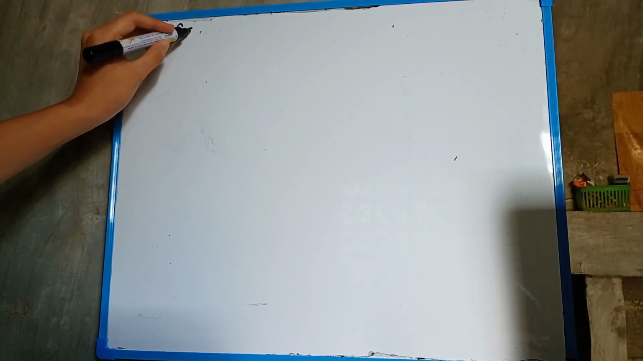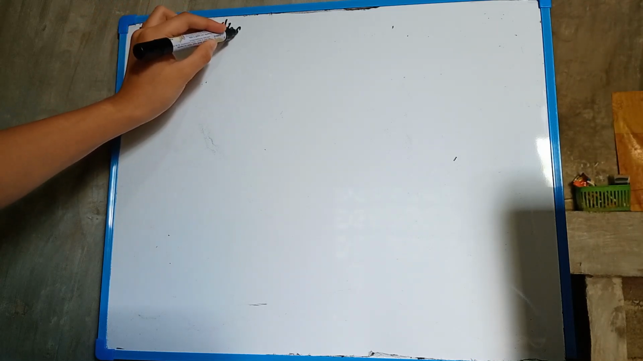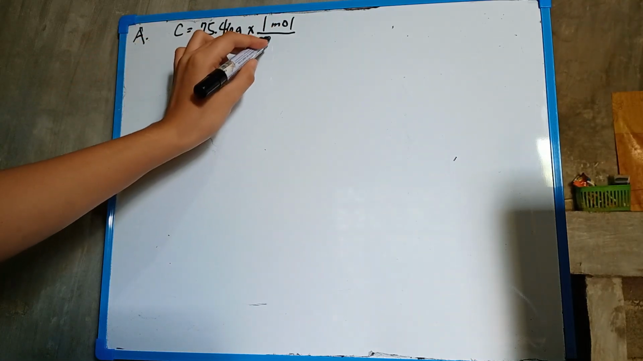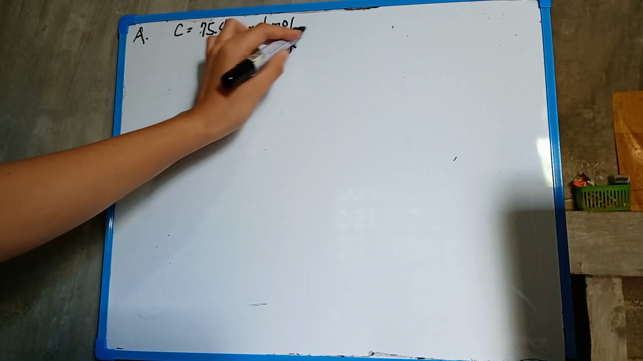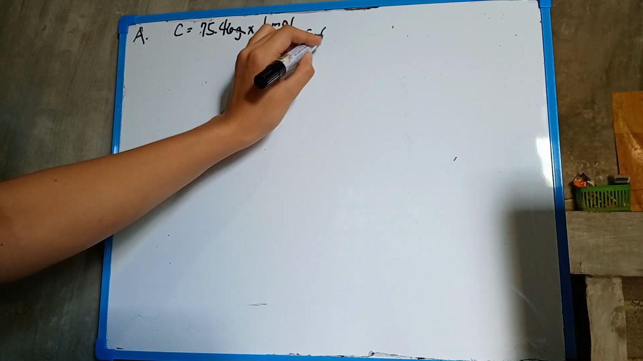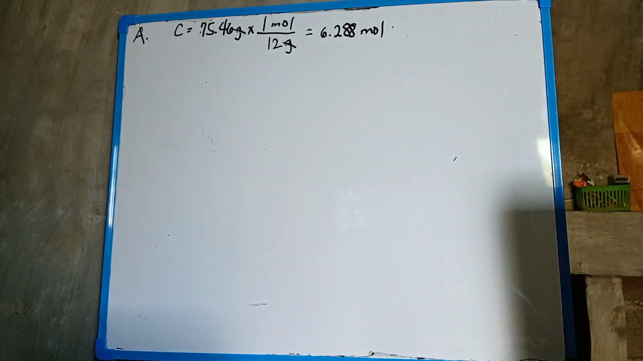We're going to get first the moles of each element and then the empirical formula. So, we have the carbon, hydrogen, and oxygen. A compound contains 75.46% carbon, 4.43% hydrogen, and 20.11% oxygen by mass. It has a molar weight of 318.31 grams per mole. What is the molecular formula of the compound?